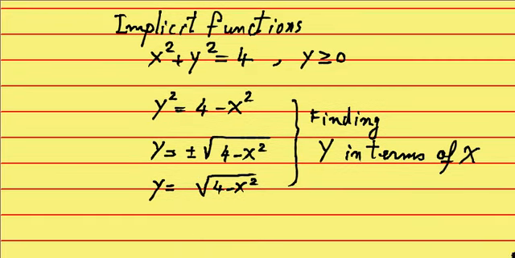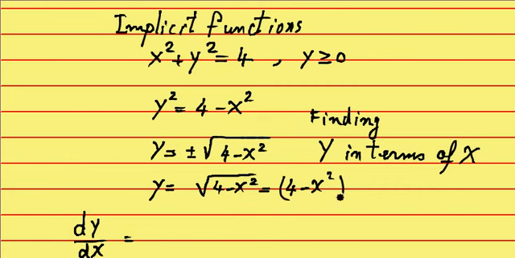Now, if I want to investigate the derivative of y with respect to x, the question is, what would I do? If I could go ahead and explicitly find y in terms of x, well, I could of course go ahead and differentiate this one. For example, in this exercise you could say, well, this y, I can write it in a different style. I can write it as 4 minus x squared to the power of 1/2.